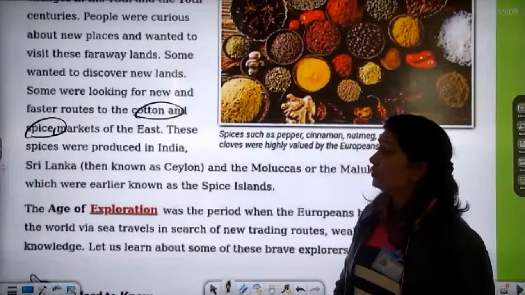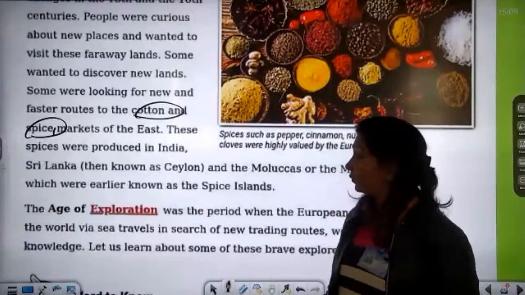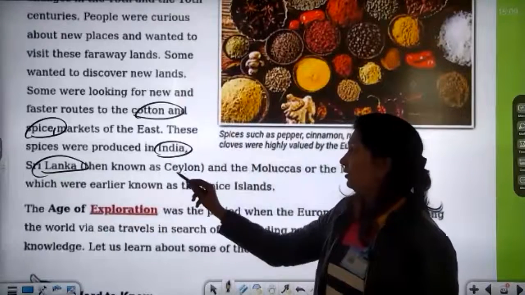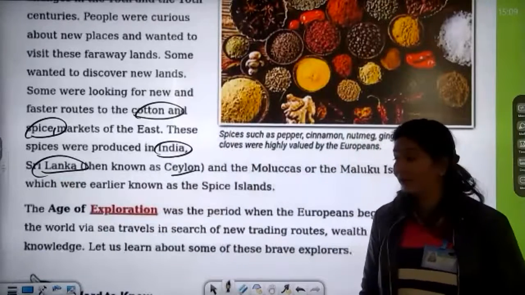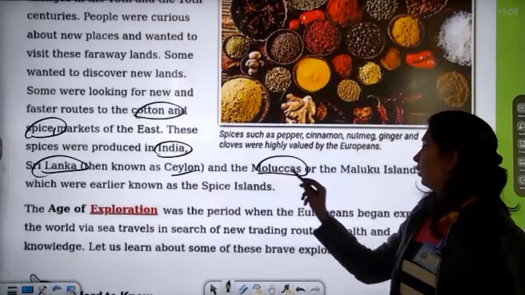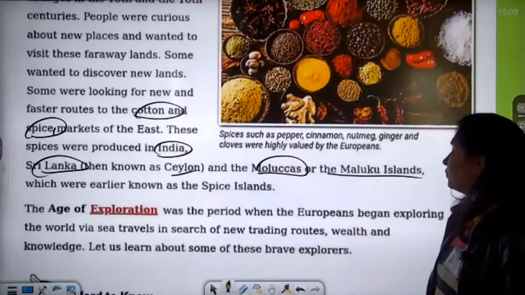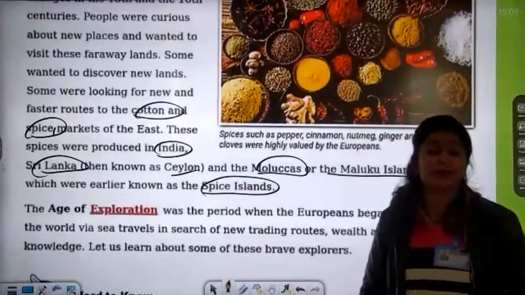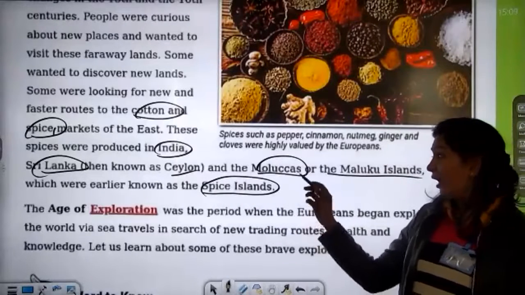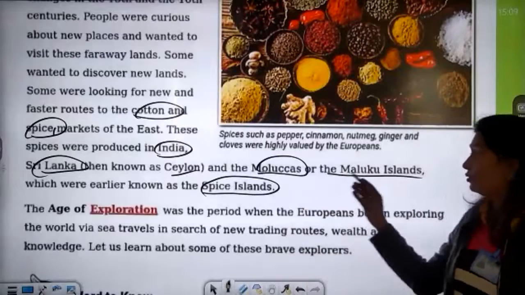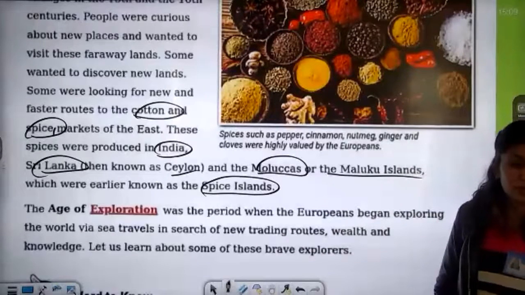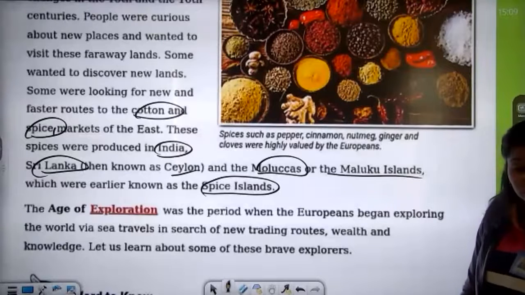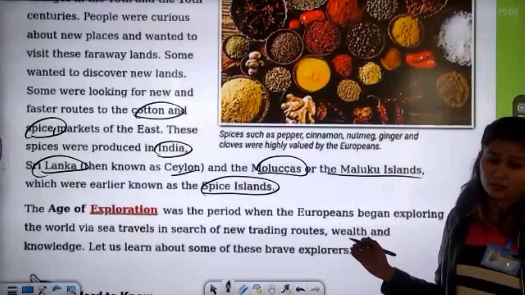Yes, these spices were produced in India, Sri Lanka, which at that time was known as Ceylon, and the Moluccas or the Molucca Islands, which were earlier known as the Spice Islands. Moluccas or Molucca Islands are the same islands that were also known as the Spice Islands. So that was their first target.